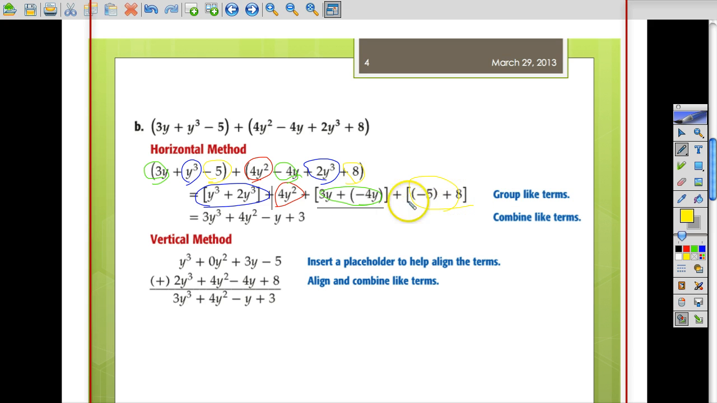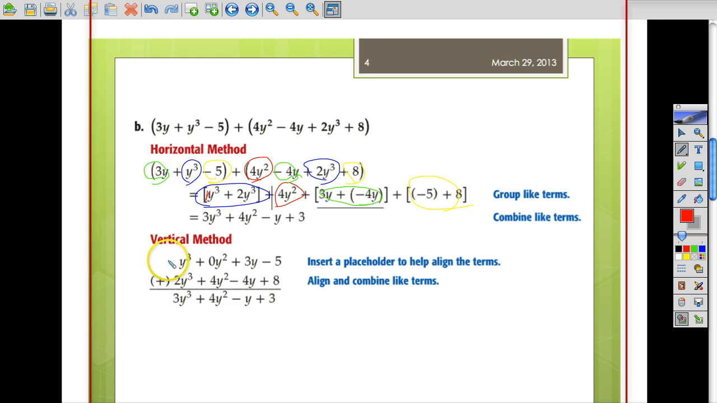So now you have the like terms together. So next you're going to simplify them or combine them. Y to the third plus 2y to the third. Now there is an imaginary 1 here, so 1y to the third plus 2y to the third makes it 3y to the third. 4y squared didn't have any other like terms, so it stays the same. 3y plus negative 4y becomes negative y. Negative 5 plus 8, positive 3.